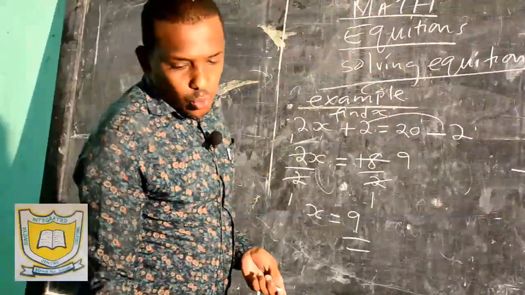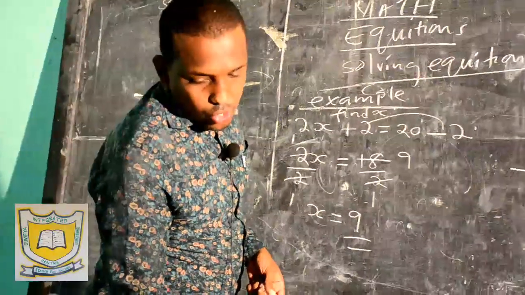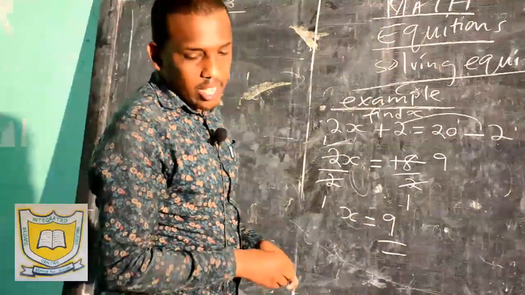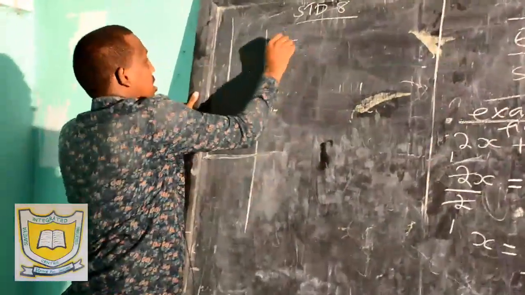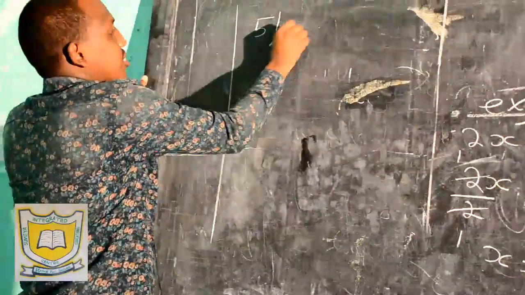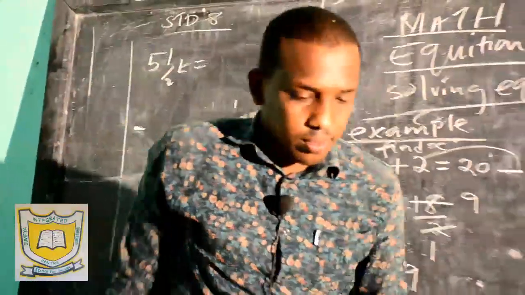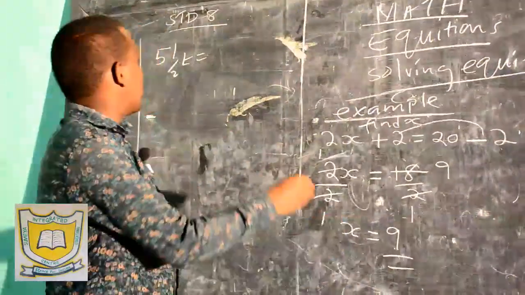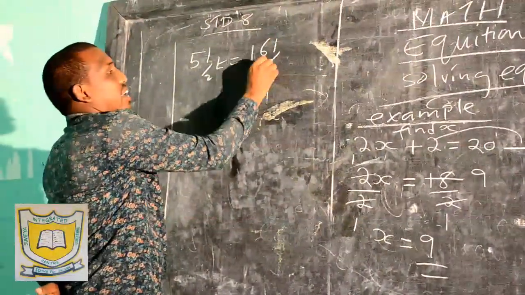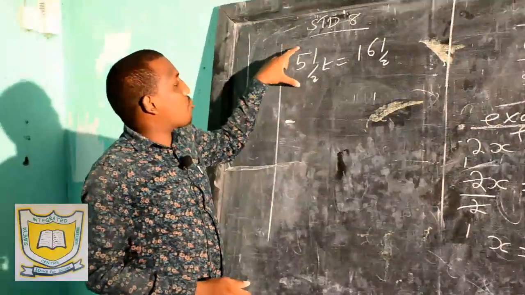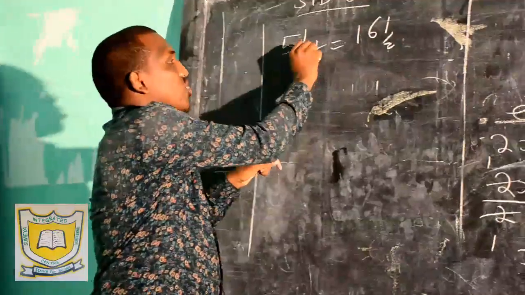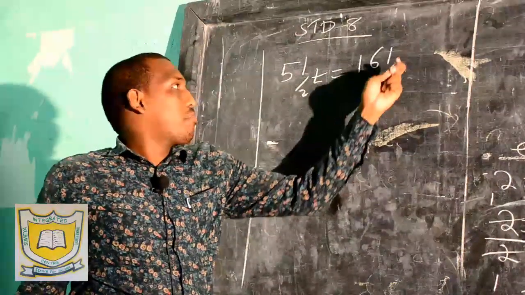Let us move also to another question. Here also there is a question where we were told 5 whole number and a half t is equal to 16 and a half. So we want to solve this question now. You are told 5 and a half t is equal to 16 and a half.